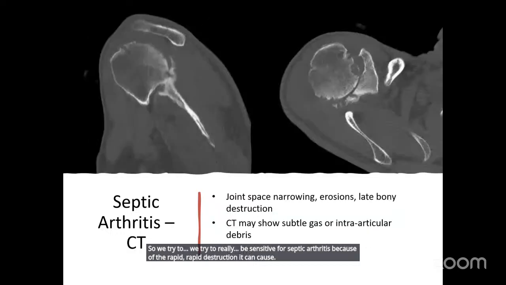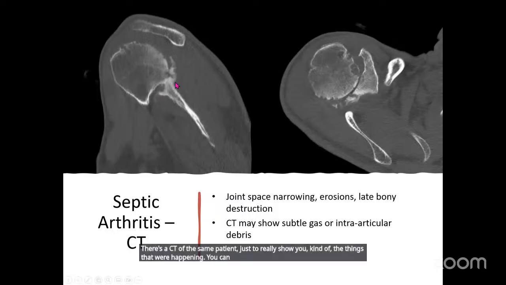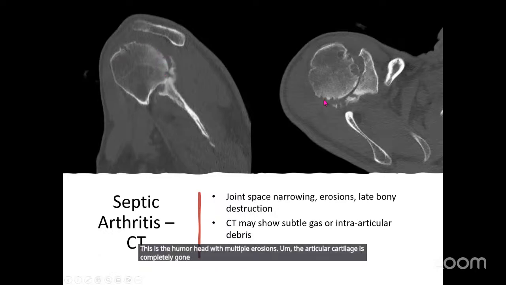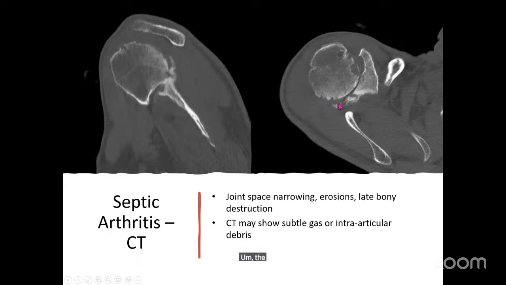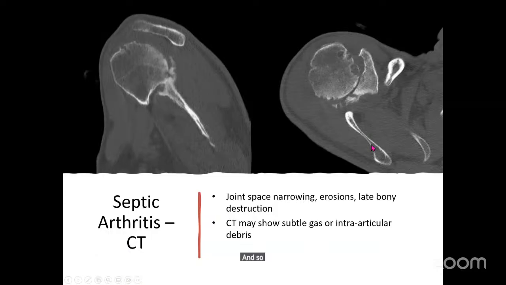There's a CT of the same patient just to really show you kind of things that were happening. You can see the destruction of the glenoid. This is the humeral head with multiple erosions. The articular cartilage is completely gone. The bone is eroded where the bacteria has destroyed the bone here. This glenoid has very quickly eroded and remodeled in that amount of time. And so it's a pretty severe case.